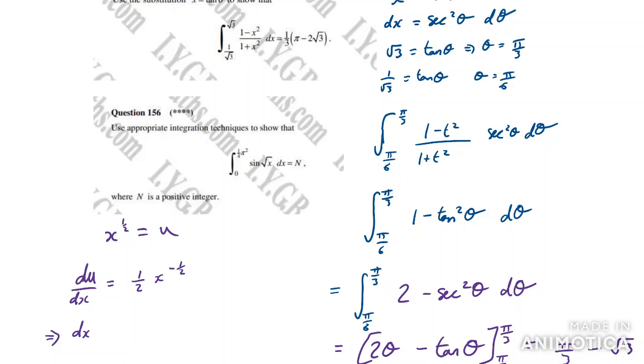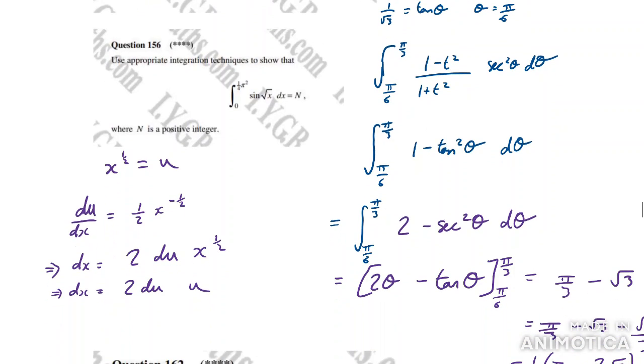So that means dx is equal to 2 du times x to the half. And x to the half is just u. So in other words, dx is just 2u du. Okay, right. So now we need to do the limits as well. So the lower limit, u lower, is just going to be 0, and u upper is going to be the square root of a quarter pi squared, which is pi by 2.